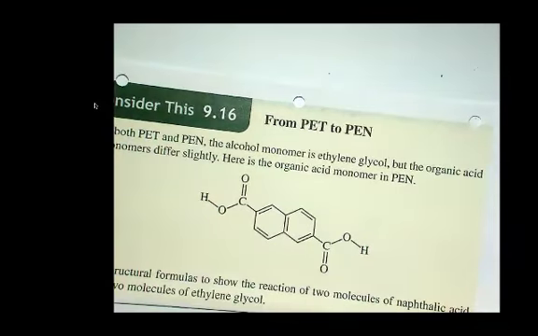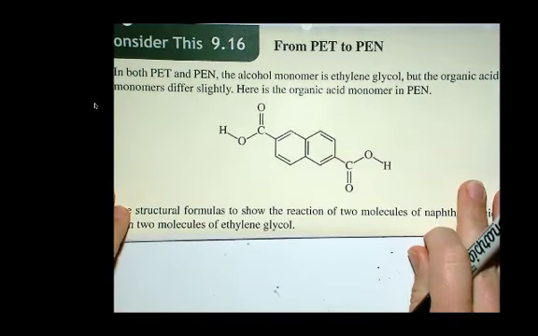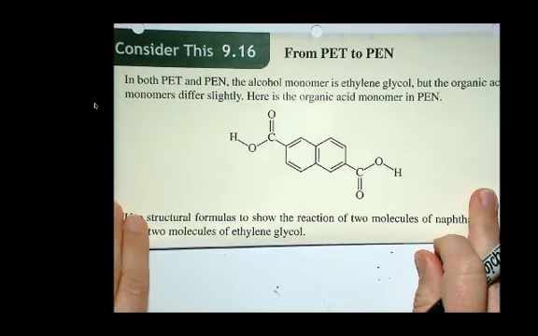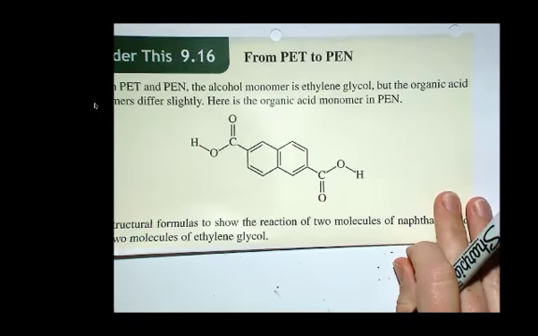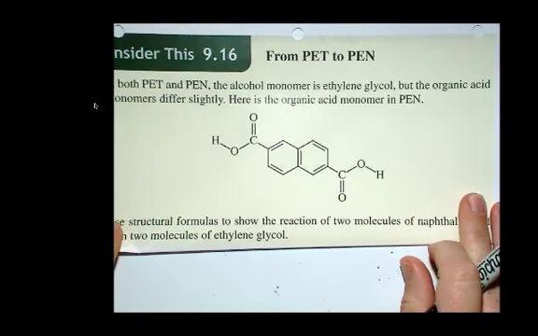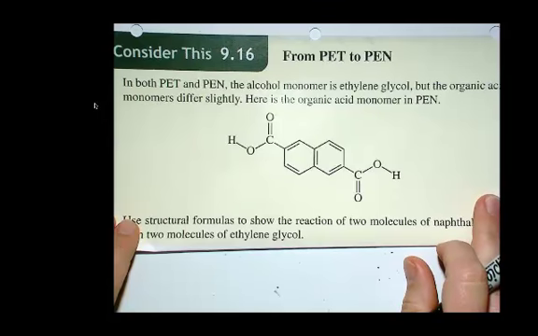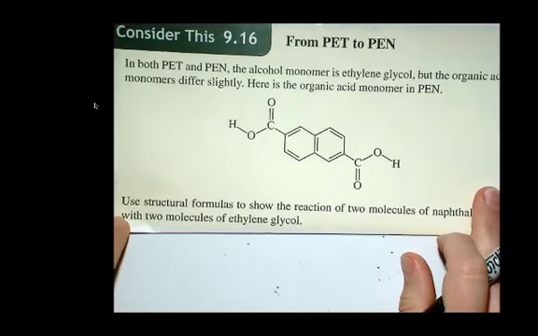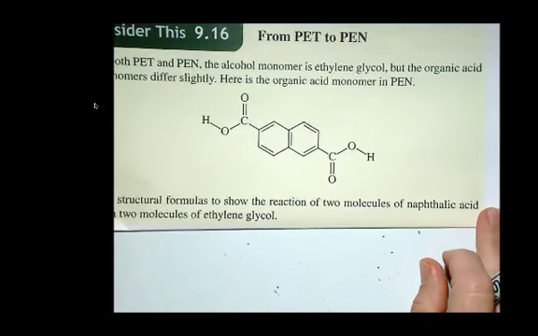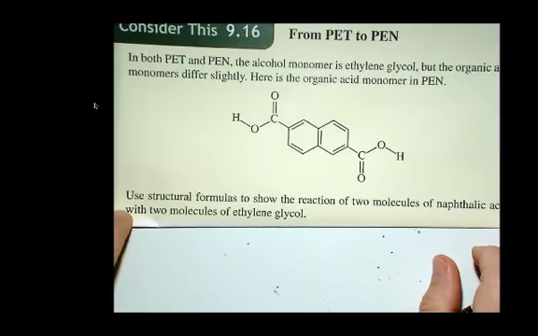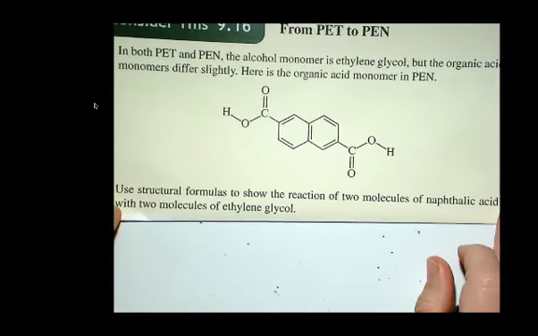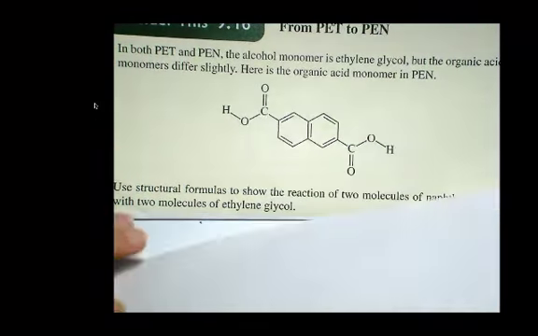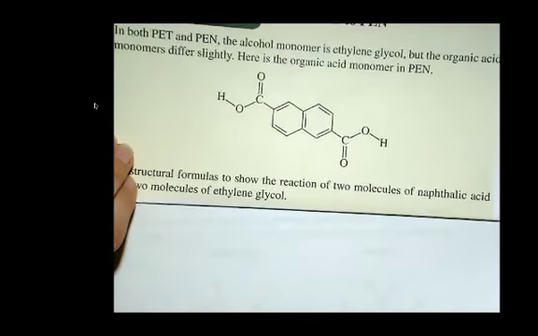The next question to consider is this one. I accidentally wrote on this one. In both PET and PEN, the alcohol monomer is ethylene glycol, but the organic acid monomers differ slightly. Here's the organic acid monomer in PEN. Use structural formulas to show the reaction of two molecules of naphthalic acid with two molecules of ethylene glycol. So I'll just use this paper right here to answer that question.